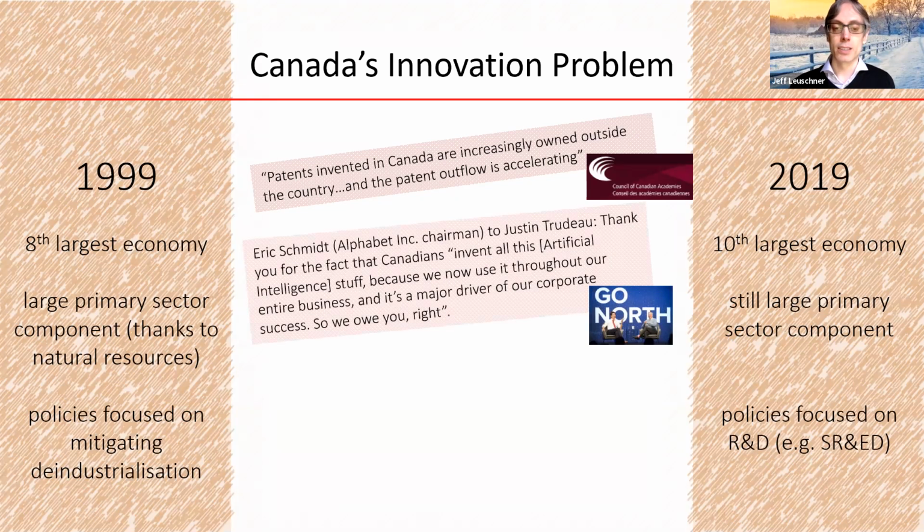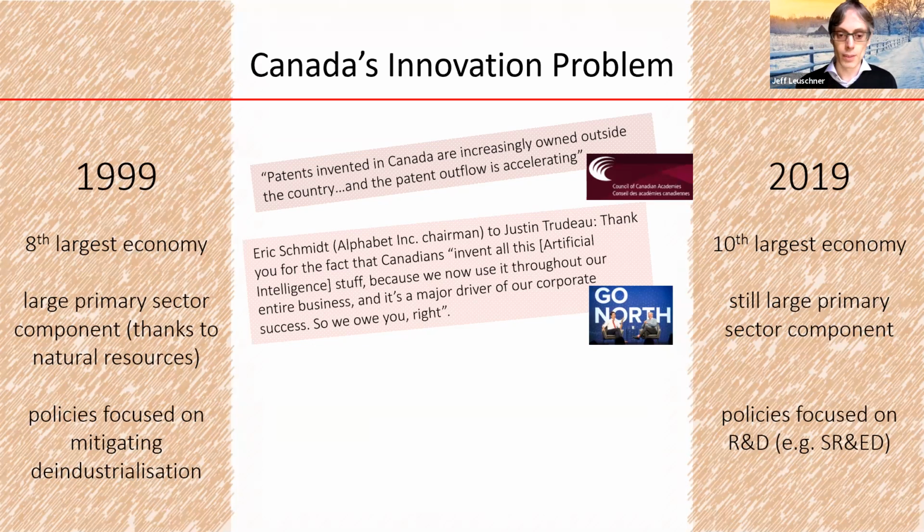Eric Schmidt, the chairman of Alphabet, which is Google's parent company, was sitting down to a fireside chat, if you call it that, with Justin Trudeau a couple of years ago at the Google Go North conference in Toronto. And Eric mentioned, among other things, that he wanted to thank us as Canadians for inventing all this artificial intelligence stuff, because we now use it throughout our entire business, and it's a major driver of our corporate success. So we owe you, right? Another anecdotal example of Canadians inventing stuff that's commercially useful and viable for companies, but it's going to foreign companies in terms of protecting it and leveraging it.